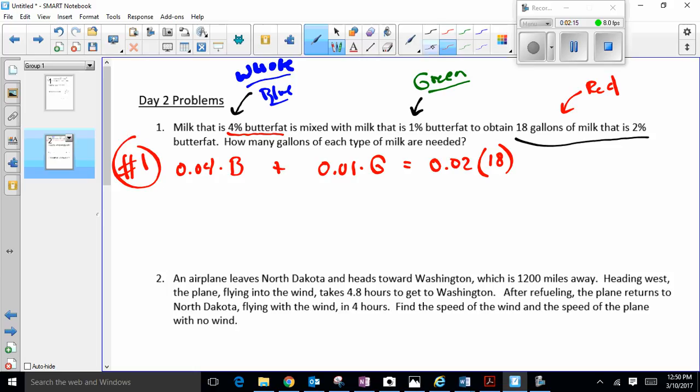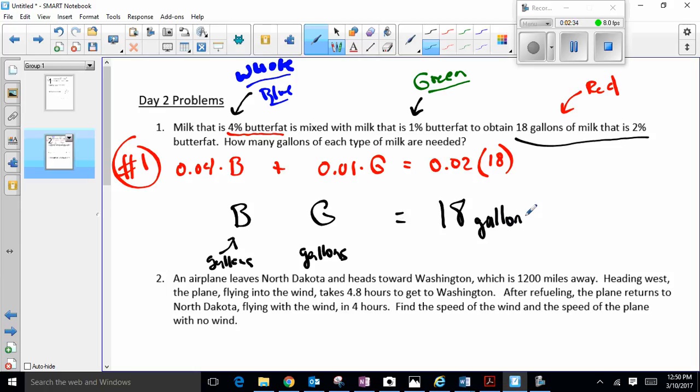Now the next one, I'm going to give you a quick clue, but then I'm going to be done. I've got blue, and that equals a certain number of gallons. And I've got green, that's a certain number of gallons. And in the end, we're supposed to do something with this to make 18 gallons. That's your challenge. I think you can take those clues and figure it out.